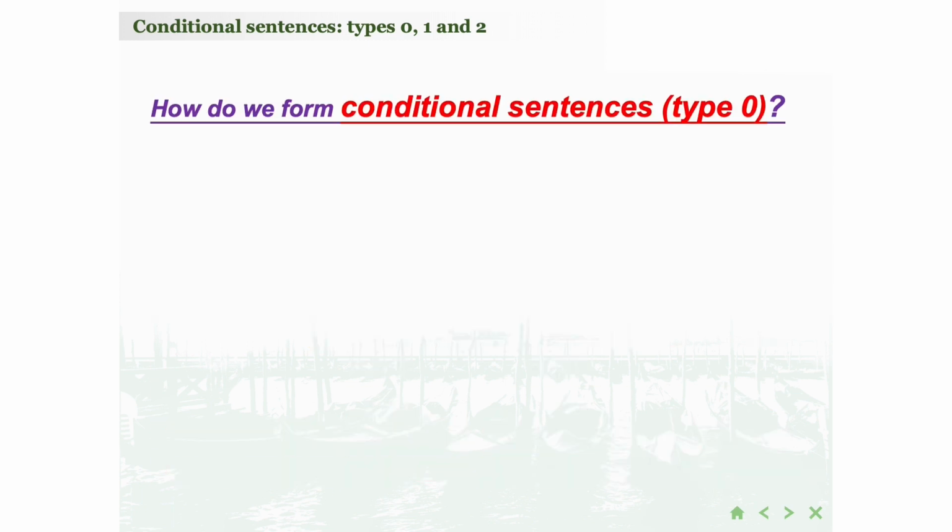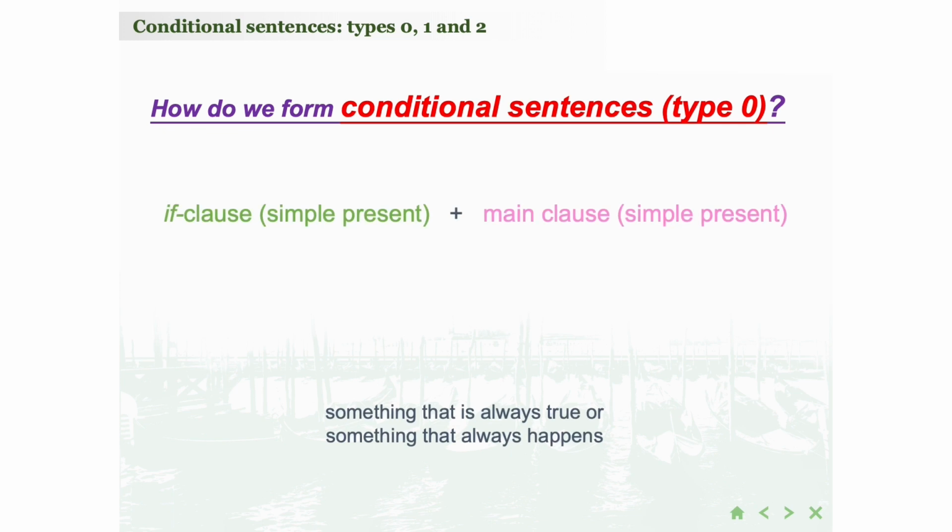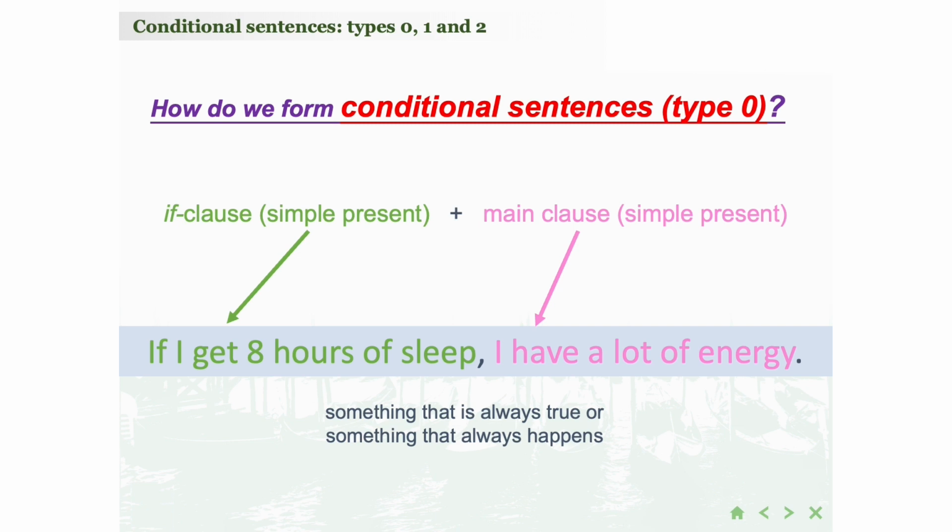Now let's learn about conditional sentences, type 0, which are sometimes called the zero conditional. Here is how we form the zero conditional. We combine an if clause, which is in the simple present tense, with the main clause, which is also in the simple present tense. We use this type of conditional sentence to talk about something that is always true or something that always happens. Here is an example. If I get 8 hours of sleep, I have a lot of energy.